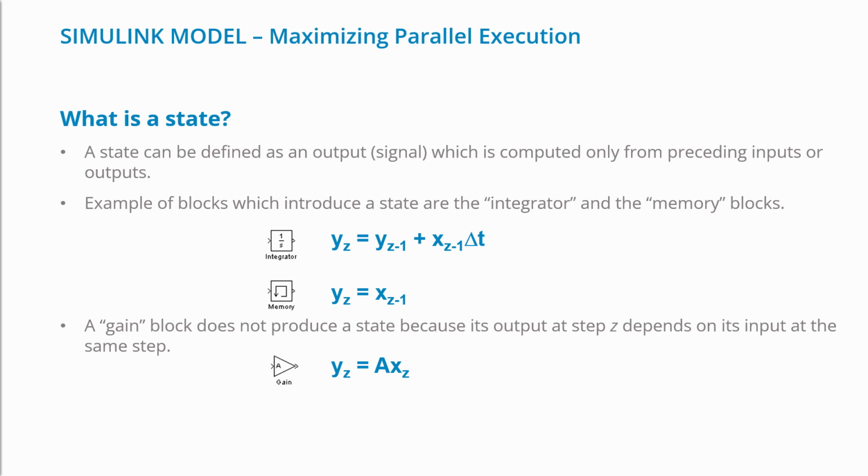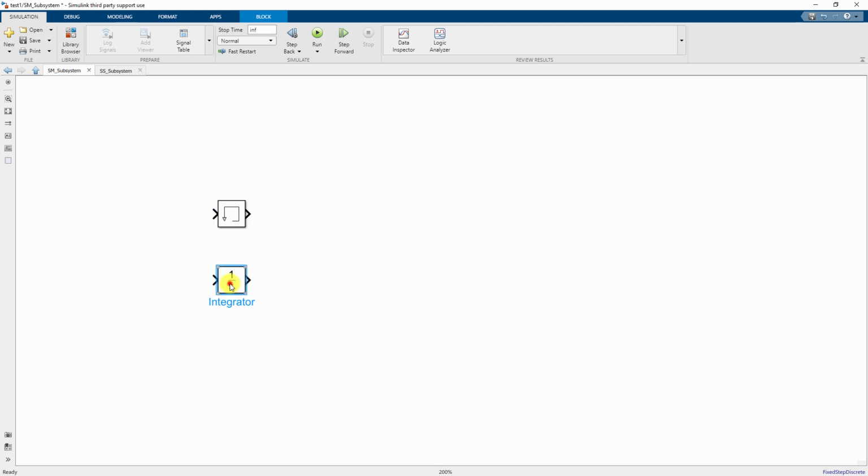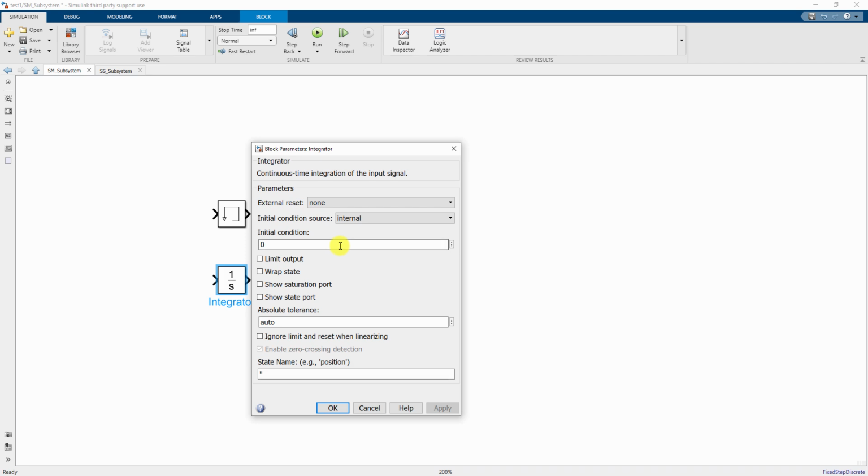Without digging into the mathematics for now, a Simulink block that has a state is a block whose output depends on something that happened in the past. For instance, a delay block introduces a state because its output is computed from a preceding input. An integrator is also another example. A trick to spot blocks that contain a state is that they usually have an initial condition field, since there would otherwise be no existing data to input at the very beginning of the simulation.